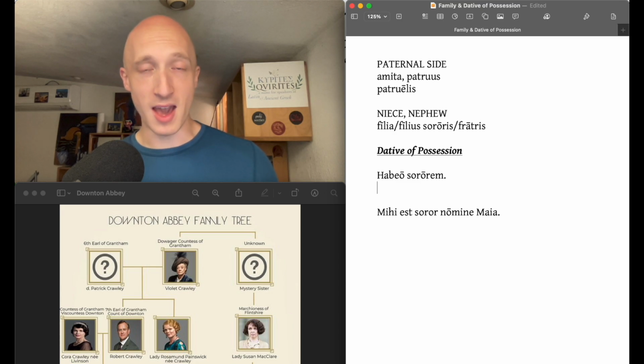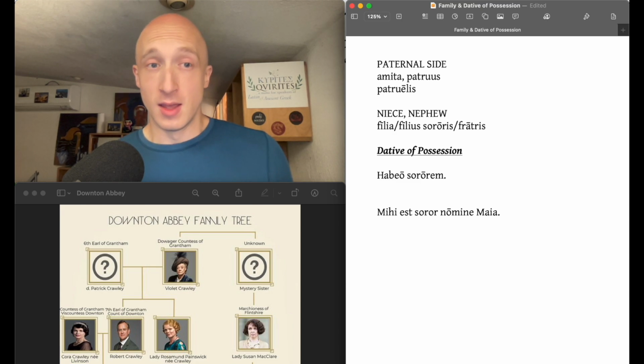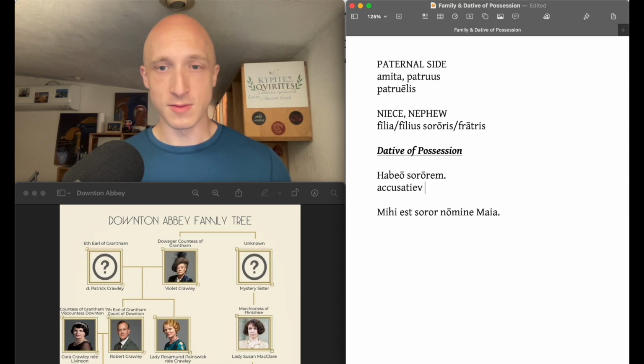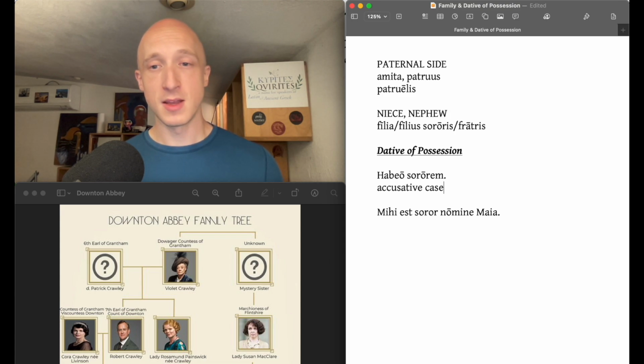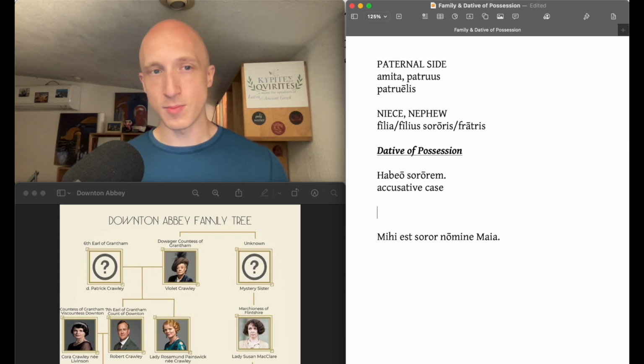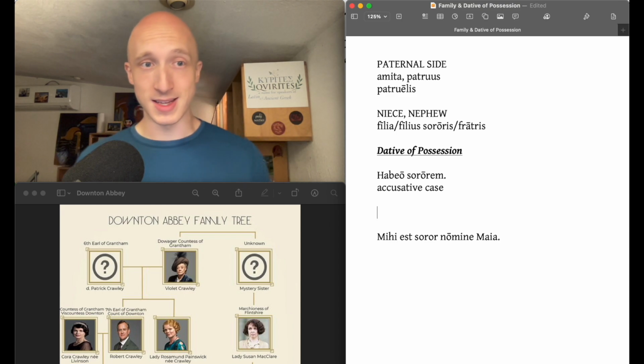Now, when we use the verb to have, habere, habeo, the result is that we're going to have to use the accusative case. And the accusative case is a way to change the ending of nouns and adjectives and pronouns in order to explain the relationship of that noun in the sentence. Now, English, as well as a lot of other Western European languages, tend to use word order instead of actually using case endings. However, pronouns in a lot of these same Western European languages still tend to demonstrate case.